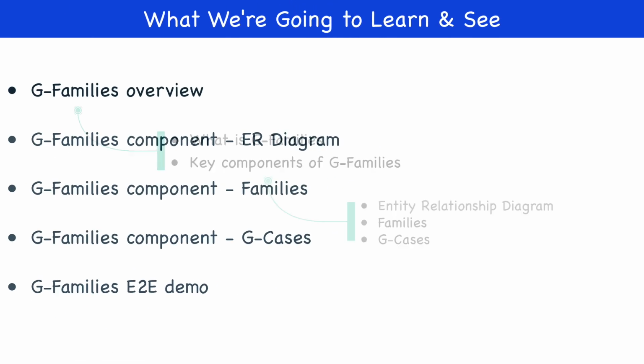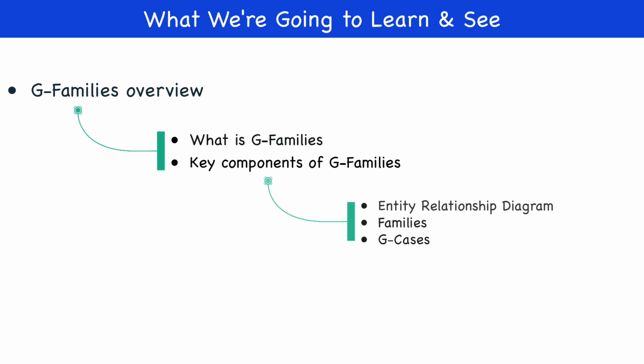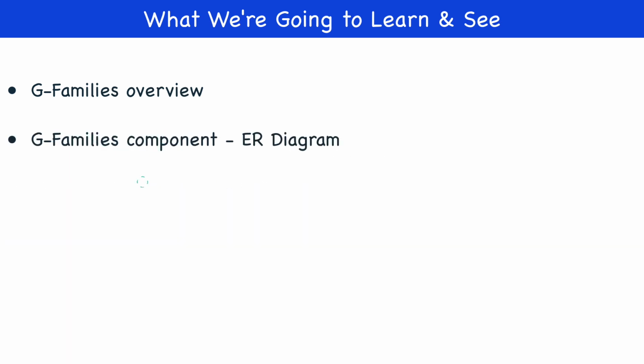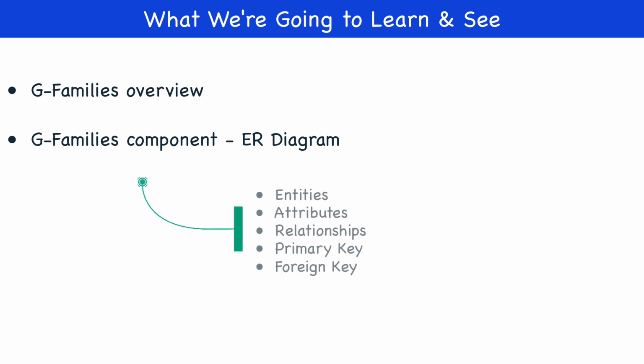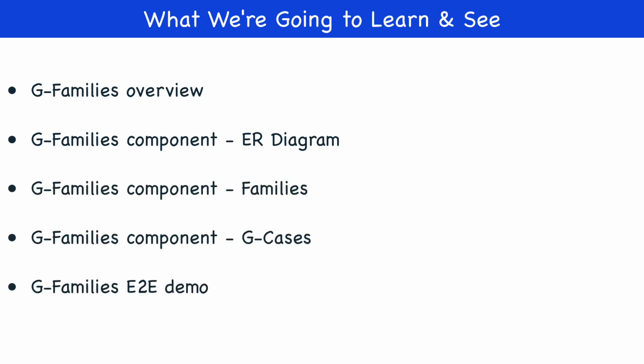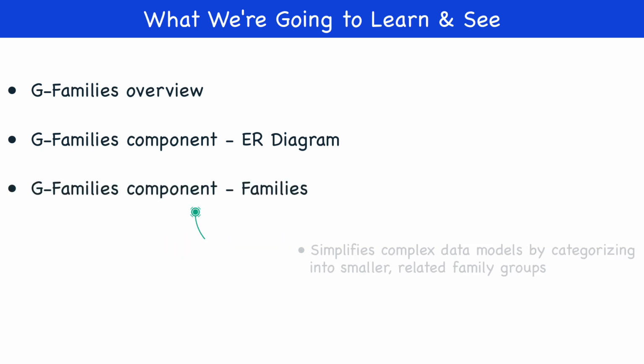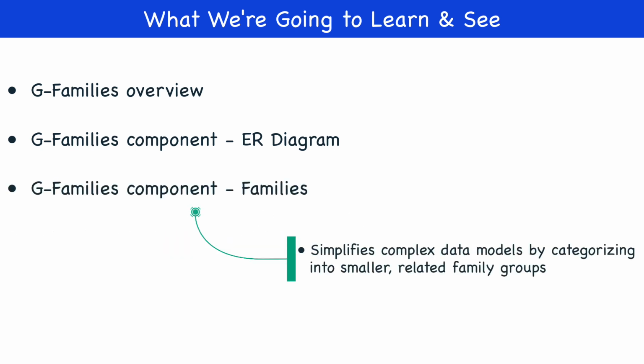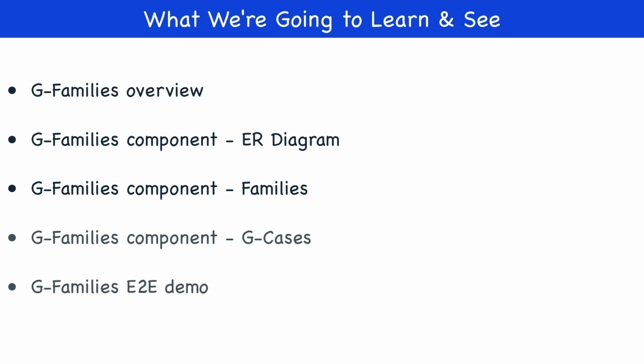In the first video of this series, we explored G-families and discovered their key core components. In the second video, we mastered the first of G-families' core components, the entity relationship diagram, and the key components of an ER diagram. In the third video, we became experts in the second of G-families' core components, families, and its capabilities. Followed by, in the fourth video, we explored what G-cases are in G-families and how it helps in automating the building of G-cases to generate the test data specific to the test case need.